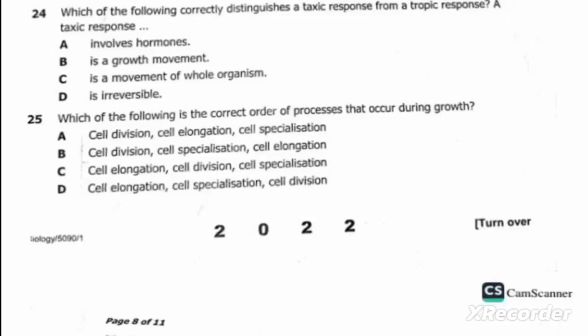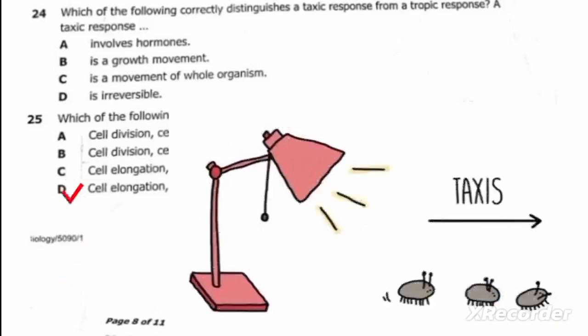A toxic response involves hormones. B is a growth movement. C is a movement of all organisms. D is irreversible. Okay. So the toxic response is the response offered by animals. So we know that animals respond to stimulus or stimuli by moving the whole body. So our correct answer is C.